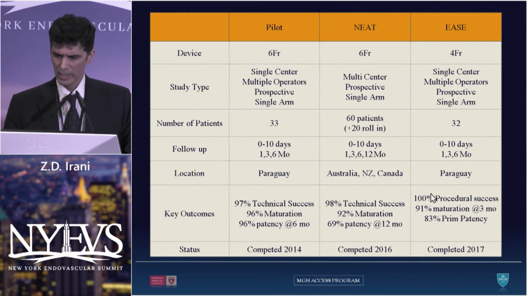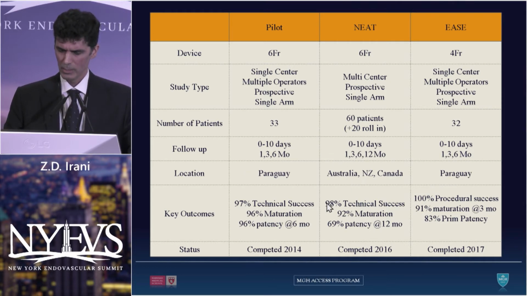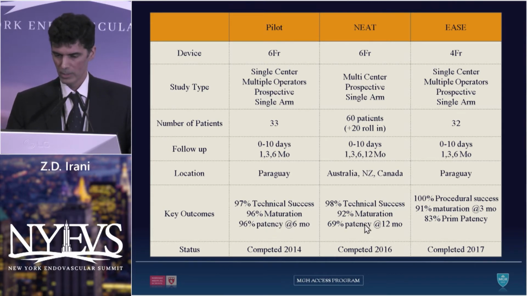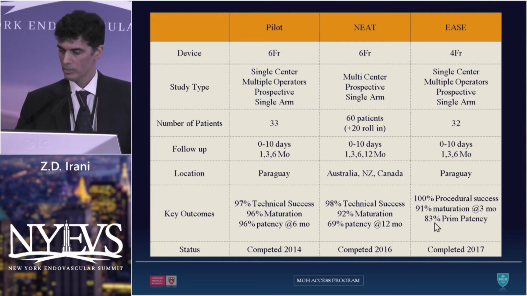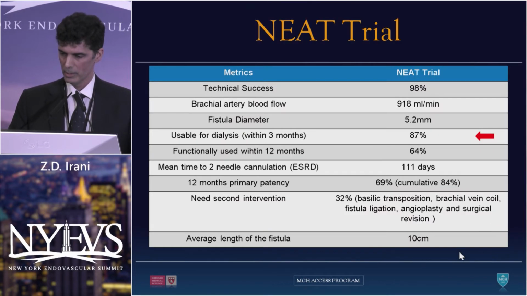So there were a lot of studies and a lot of data, and the 6 French system data, I'll just summarize as high technical success. They observed high maturation rates and also acceptable patency rates. The 4 French system did a similar pilot study in which there were high procedural success rates, so they were able to create the connection. Maturation rates at 3 months were also very high, and they noticed high primary patency rates in their follow-up period of 6 months.